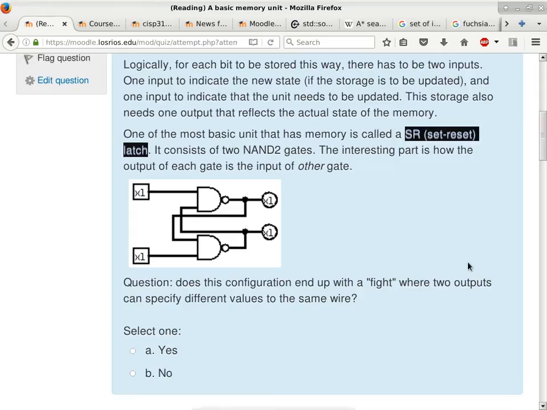One is the set and one is the reset, because when you assert one of these, it will make sure that A is a high, and when you assert the other one, it makes sure that A is a low. So that's why it's called a latch, because it locks the state based on one of the two inputs. Is that okay or not?